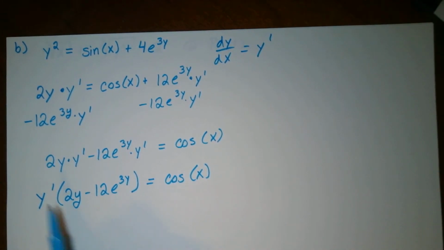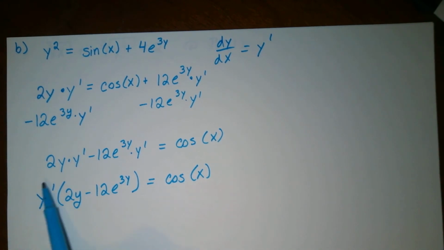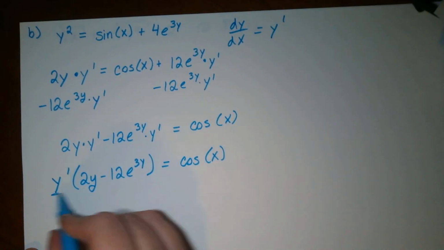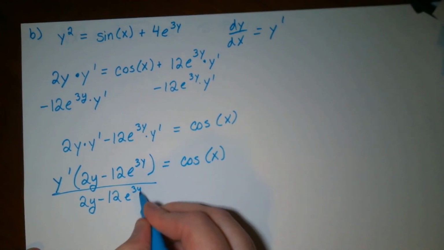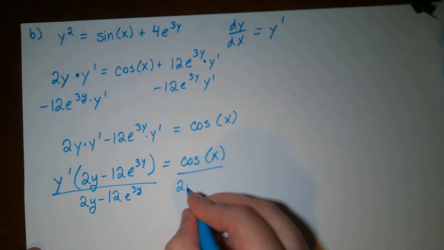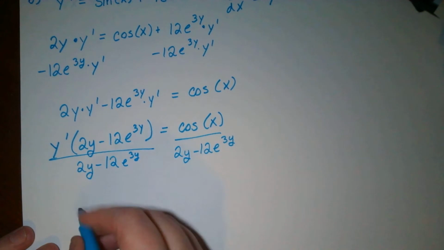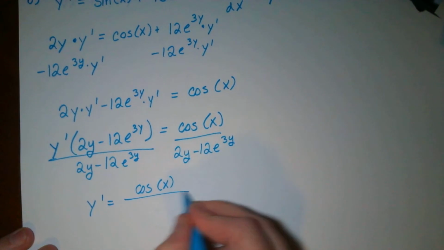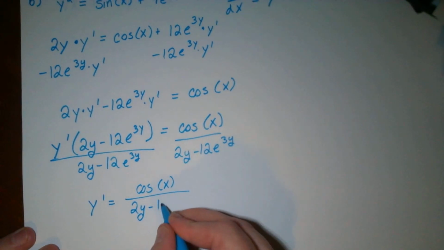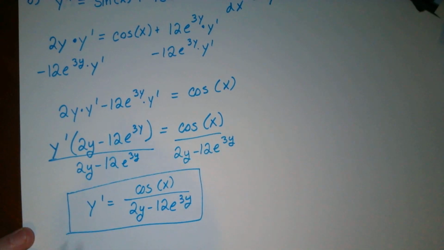Now, some of you may be thinking, couldn't you take the 2 out of here? Well, we could, but remember, our goal is to get that y prime by itself, so we don't want to factor out anything but the y prime for right now. So now we need to divide both sides by 2y minus 12e to the 3y, so we can get that y prime by itself. And we will end up with y prime equals cosine of x divided by 2y minus 12e to the 3y. That would be our final answer.